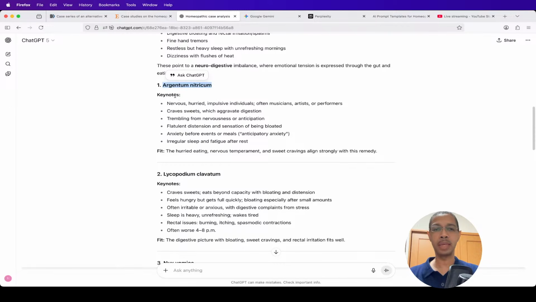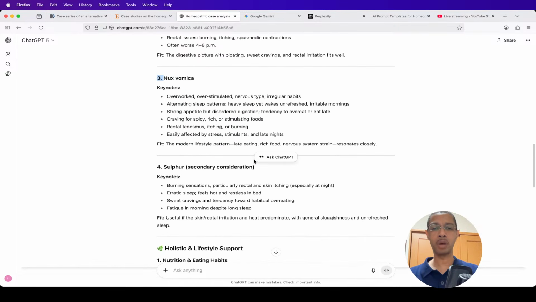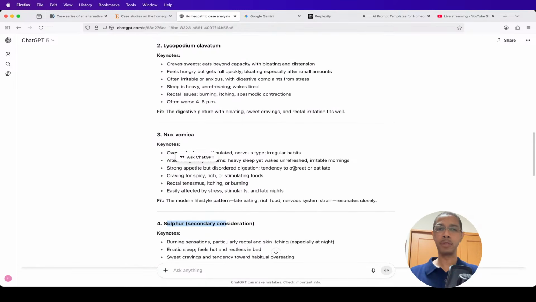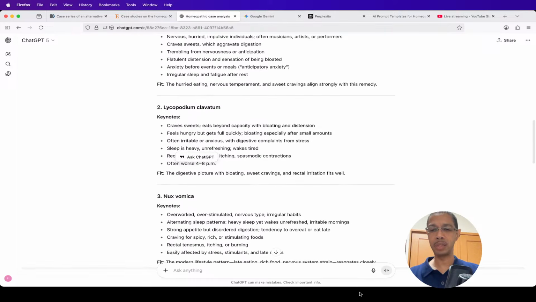Argentum nitricum. And then these are the reasons why it chose that. It's saying nervous, hurried impulses, crave sweets. These are keynotes that it's picking up. Trembling from nervousness, anxiety, right? And it's given some other remedies here, Lycopodium, Nux vomica, and Sulfur, right? So these are the remedies that it's choosing based off of what it's seeing in the case that was entered in.